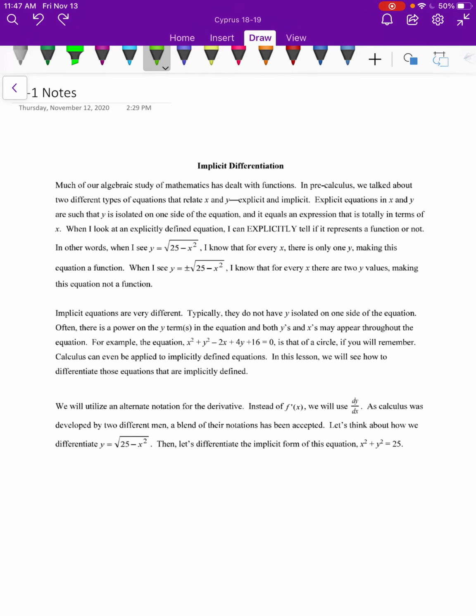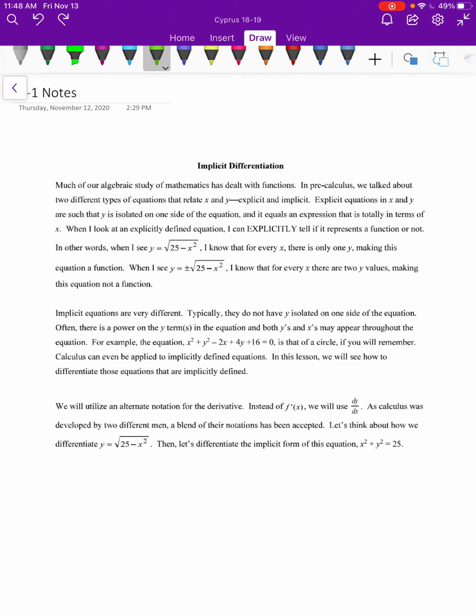Okay, so for our new unit, the first section is about implicit differentiation. I'm going to read through this little passage really quickly. It says that for most of our algebraic study of math, we've dealt with functions. And we didn't take pre-calculus, but in Sec Math 3, Sec Math 2, you guys talked about two different types of equations that relate x and y to each other. They're explicit equations and implicit equations.